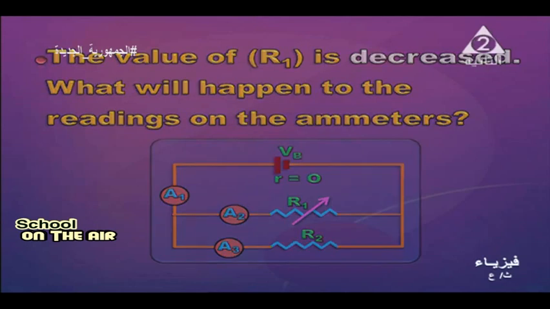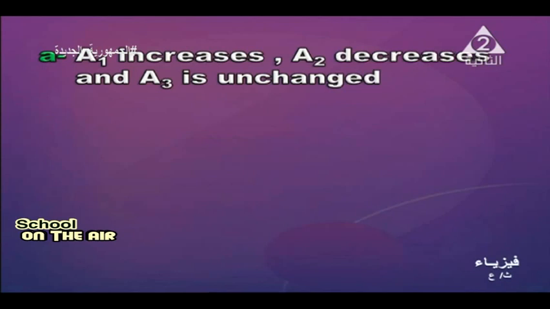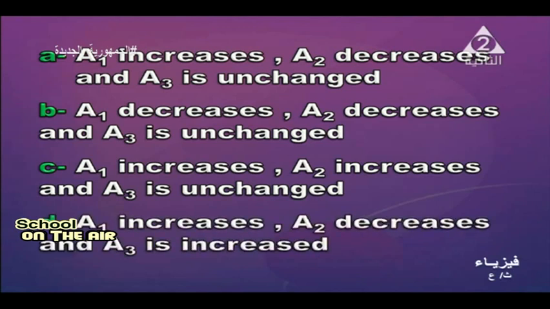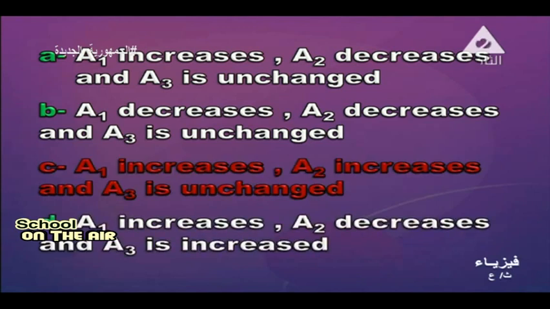So the choices: A1 increases, A2 decreases, A3 unchanged; A1 decreases, A2 decreases, and A3 is unchanged. I explained it. Okay, so the right choice is, yes, number C. A1 increased, A2 increased, but A3 is unchanged. Okay, your attention to the next one.